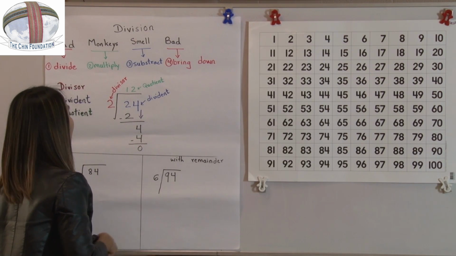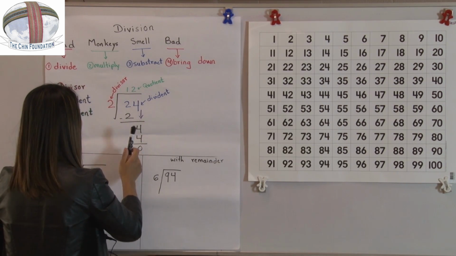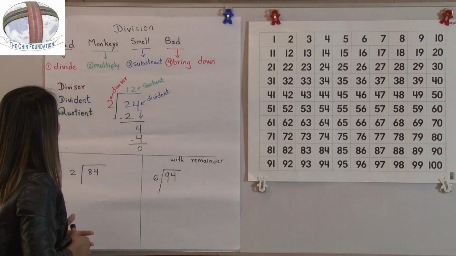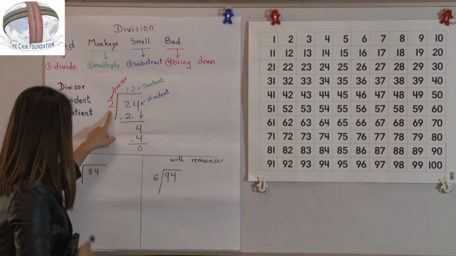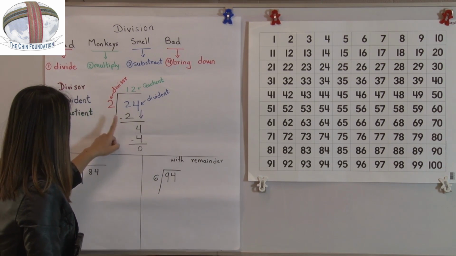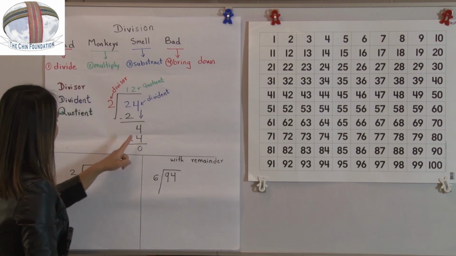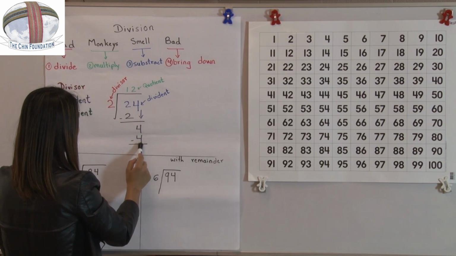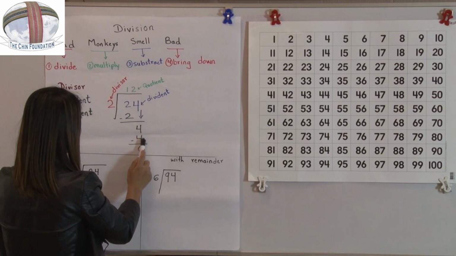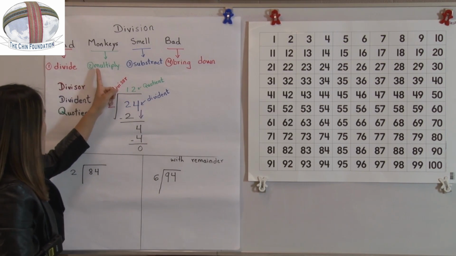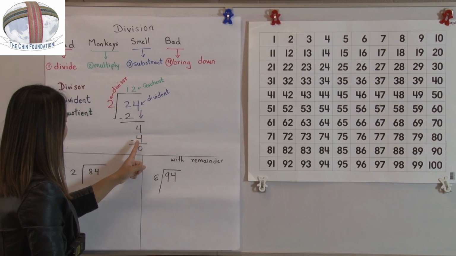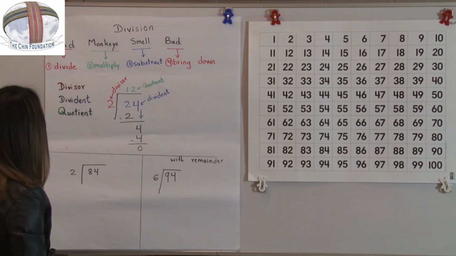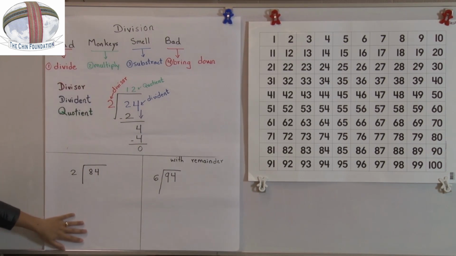Okay, now I have to think how many 2 will go into 4. So I think 2 groups of 2 will go into the 4. So I put 2. 2 times 2 is 4. So I multiply 2 times 2 is 4. And then next I have to minus, which is 4 minus 4 is 0. Okay, in this case we don't have a remainder. Okay, let's move on to the next one.